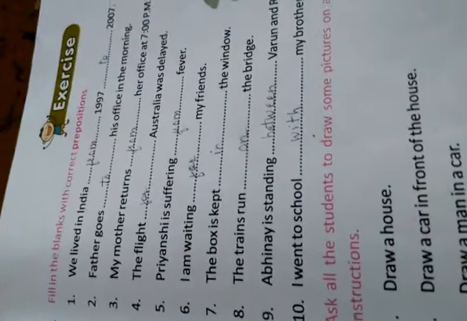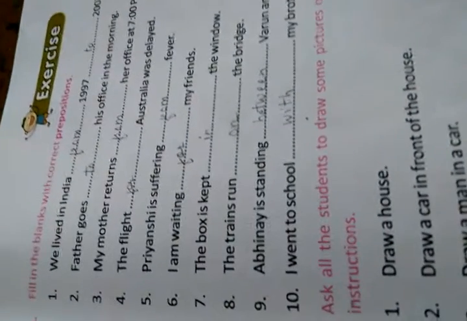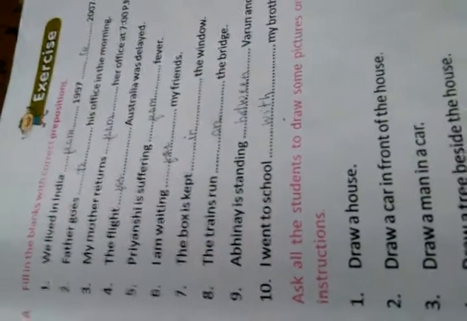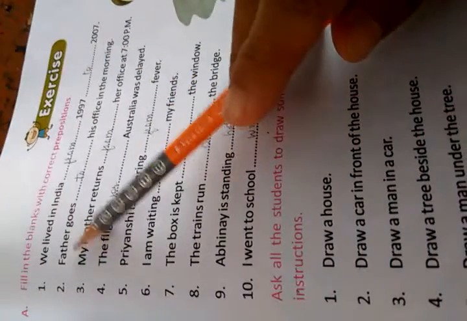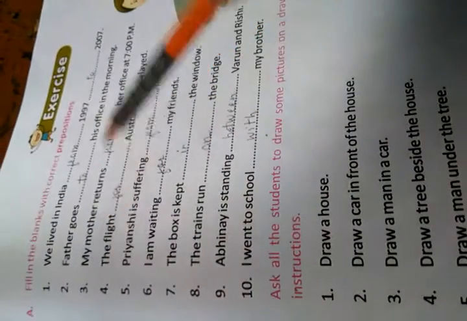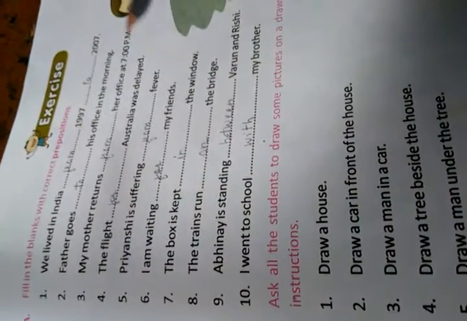Okay, now here is the exercise with the correct preposition. Fill in the blanks with the correct preposition. Now you have to fill these blanks by using the correct preposition. Number 1, we lived in India from 1997 to 2007. Number 2, father goes to his office in the morning. Goes to. Number 3, my mother returns from her office at 7 p.m.